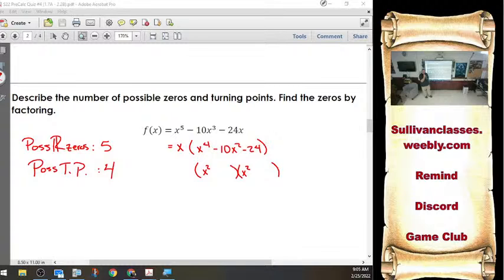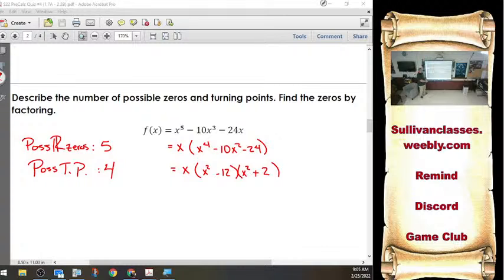See, this is one of those dangerous ones again, right? Because 6 and 4 add up to 10. But it has to be a negative 24 and a negative 10. Yep. I'm just checking. Just checking.